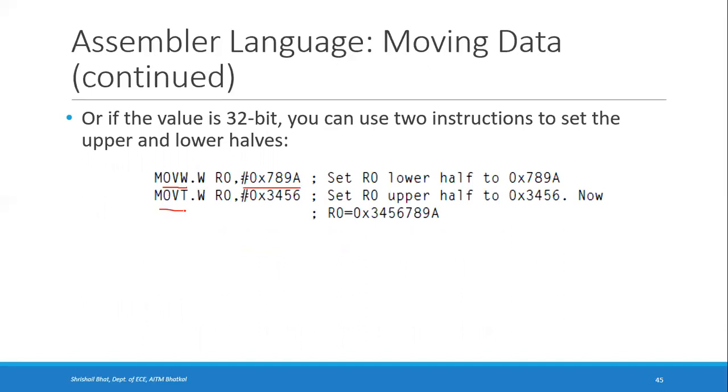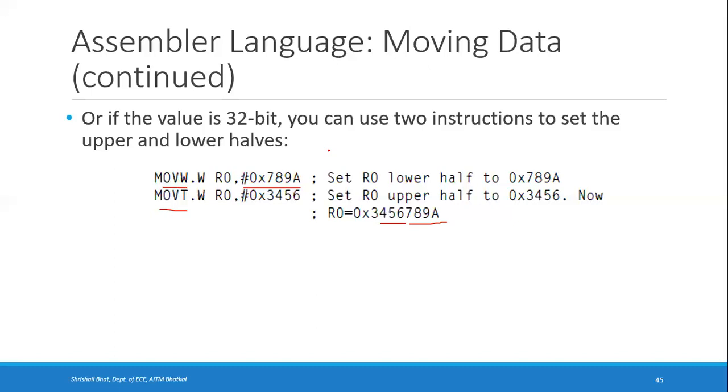Then MOVT. MOVT stands for move top, right? Top means the upper 16 bits will be loaded. The upper 16 bits of R0 will be loaded with this particular number. So the contents of R0 will be: the upper 16 bits will be 3456, and the lower 16 bits will be 789A. Okay, so this is the way you can use the move instruction with different suffixes to load the immediate data into certain registers. These are all the instructions of data transfer.